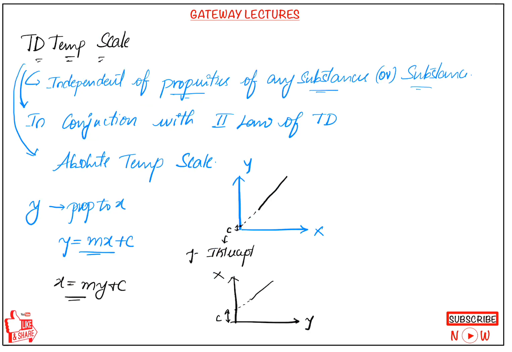So we need to get some linear relation. We said proportionality or linearity, both are the same. If it is said y is proportional to x, then we can write y = mx + c. Y is proportional to x means as x varies, y also varies. If x increases, y also increases; if x decreases, y also decreases. That is nothing but proportionality.